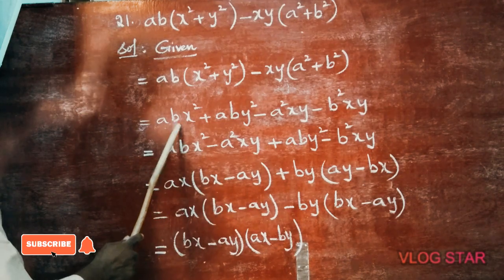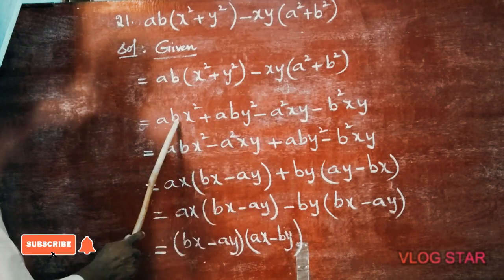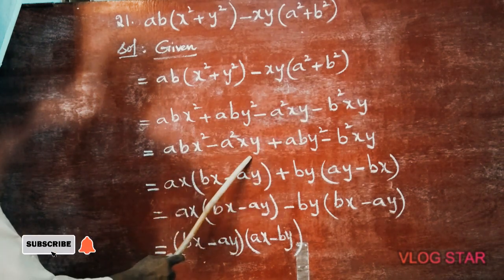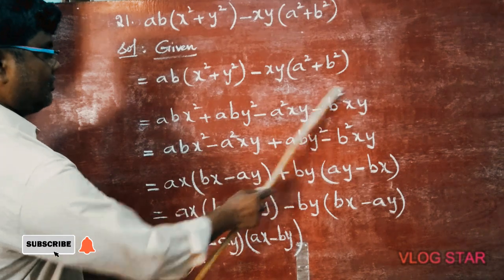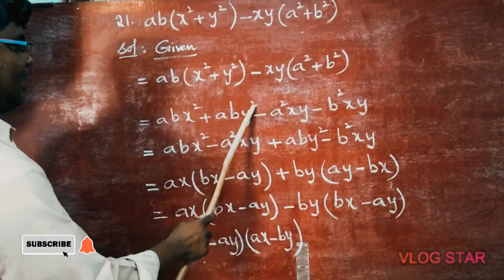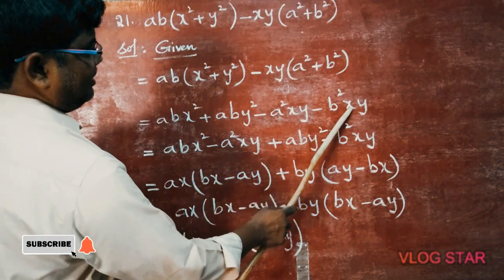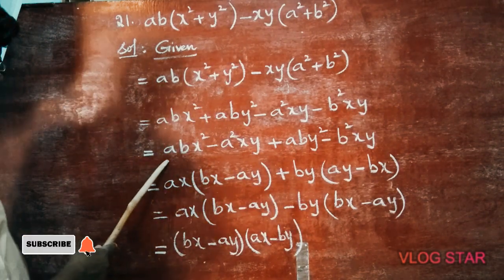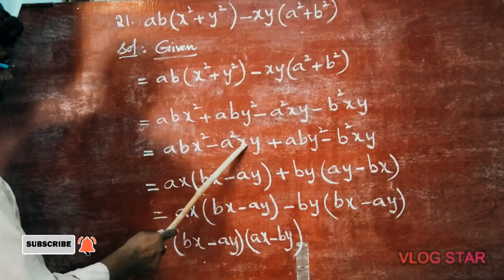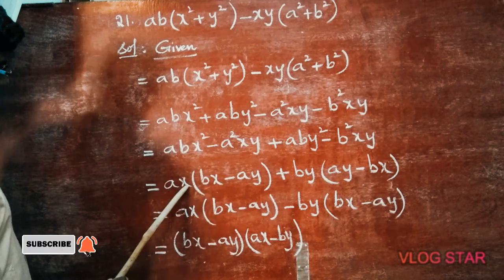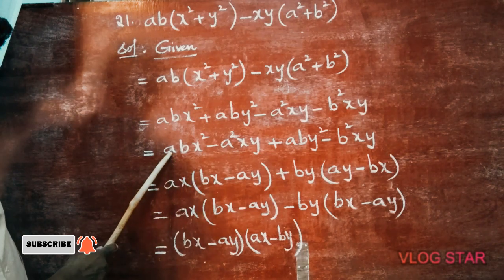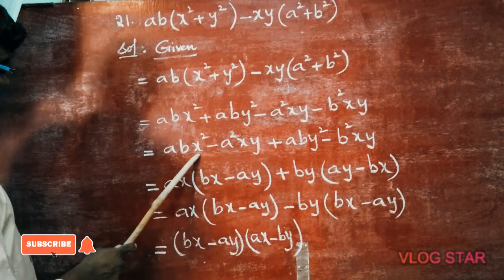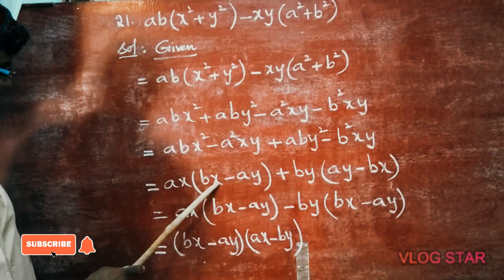Now take these two combination. Abx square minus a square xy. Next, they take these two combination. Plus aby square minus b square xy. Now from the first two terms, a is common and x also common. So take ax common from the first two terms. Already 1a came outside, b can't come, and x square 1x. So what will be remaining in first term means bx.